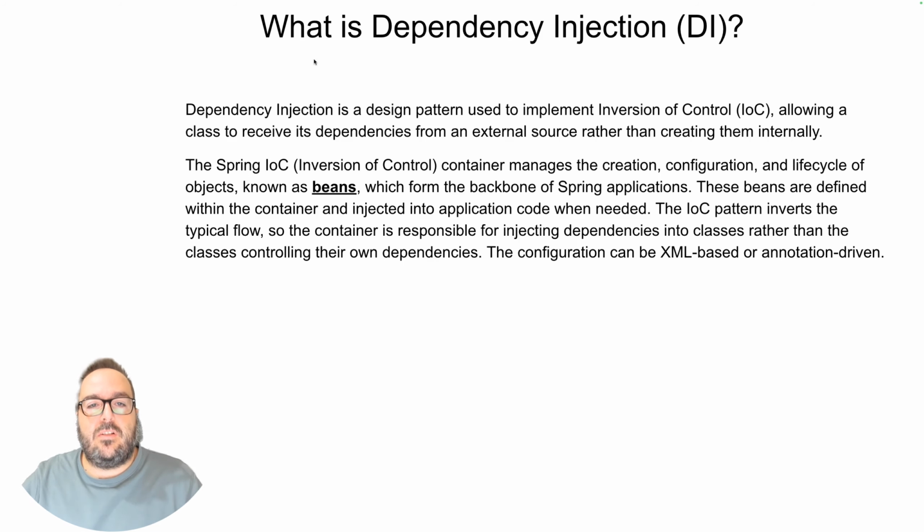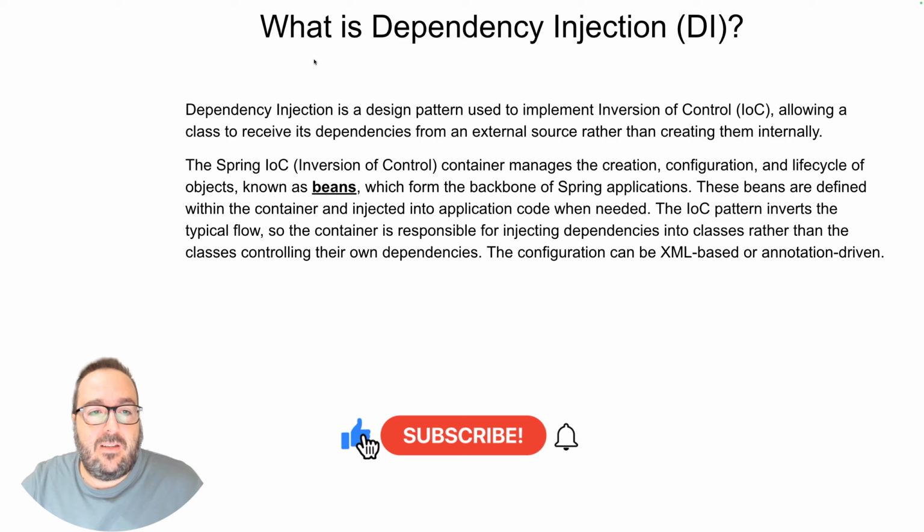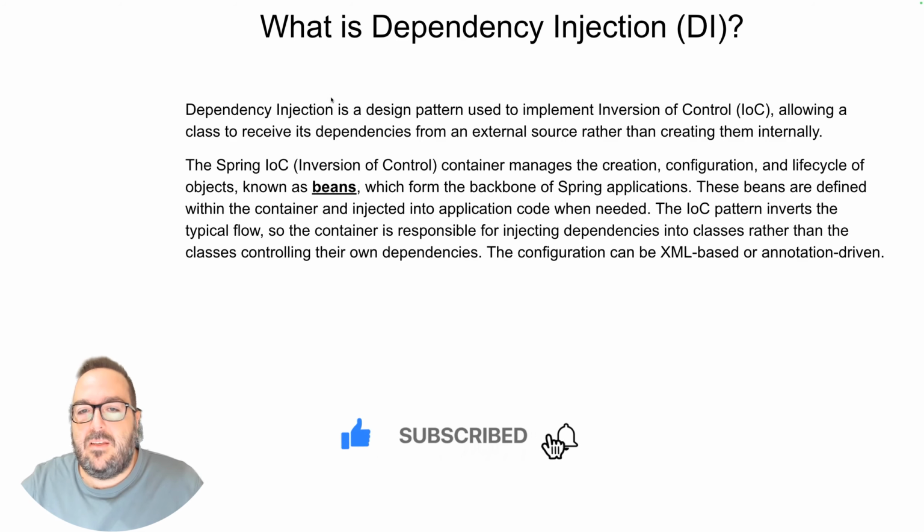So, dependency injection is a design pattern used to implement inversion of control. That means that when the class A requires a class B, instead of the class A being responsible for creating the class B, you can inject directly the class B inside the class A. I'm going to show you very briefly a design so you can understand better.